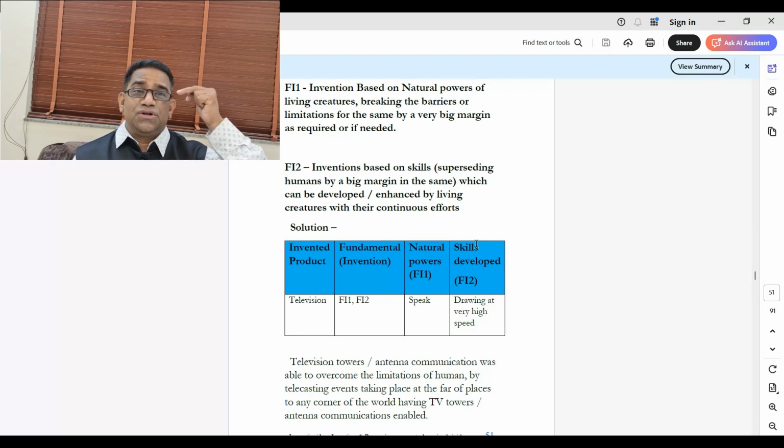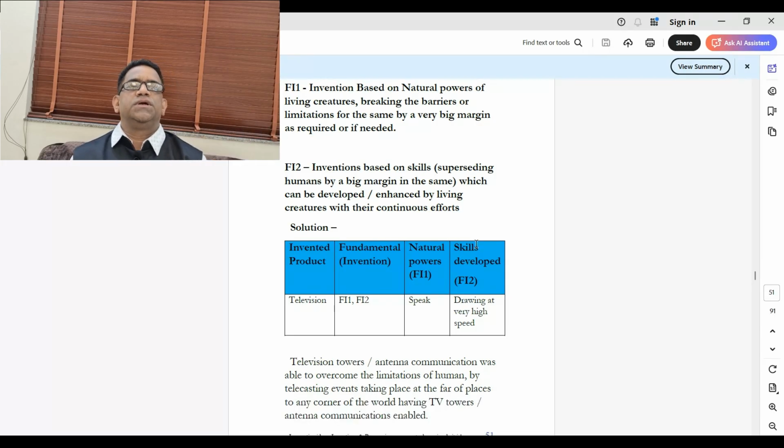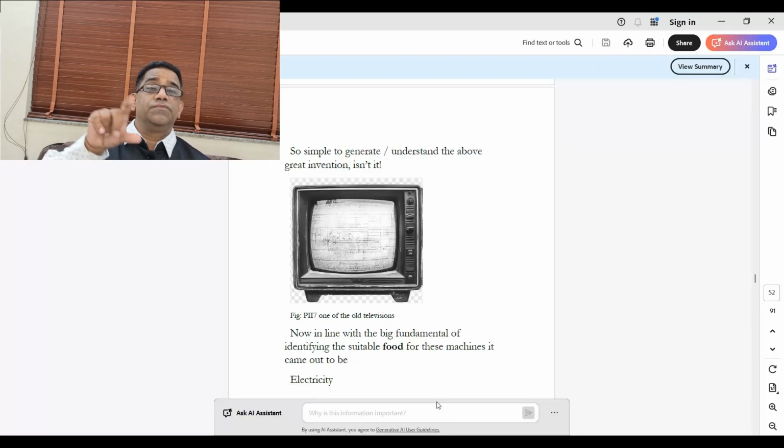So the limitation of our vision is also overcome, and at the same time, it has the natural power to speak. Okay, so now skills developed. What skills does it develop? Drawing the object in milliseconds; within seconds it is drawing that event, what is happening, to show us and helping us to overcome the limitation of our eyesight or horizon. At the same time, it has the natural power to speak continuously, giving live commentary of what the people are talking about there.